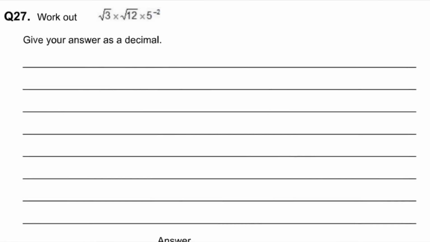Question 27. Work out root 3 times root 12 times 5 to the minus 2. Give your answer as a decimal. Well, this looks almost like a surds question rather than an index question. Root 3 is root 3. Root 12, though, I can break down. Root 12 is root 4 times 3, isn't it? And the root 4 is 2.